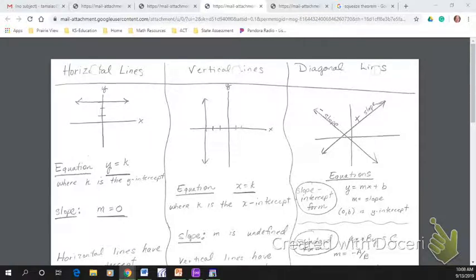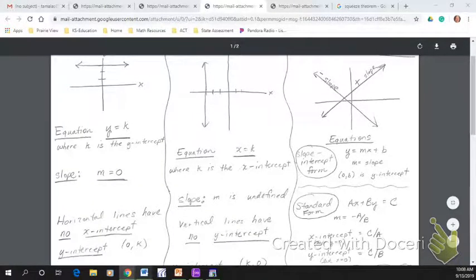I'll see if I can scroll over here so we can see the rest of it. Okay, so horizontal lines have no x-intercept because they do not cross the x-axis. But they do have a y-intercept at (0, k), assuming that k is where it crosses the axis. In this case, it looks like it's (0, 3). And the equation for any horizontal line is always y equals a number because that's the axis that it crosses.